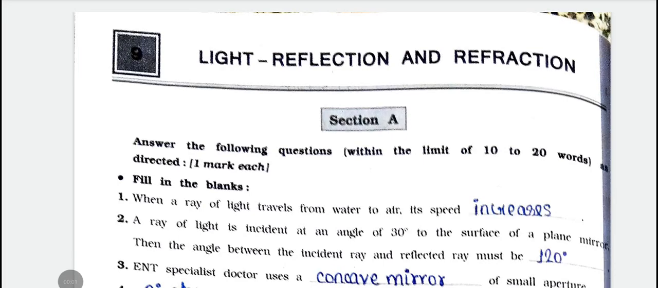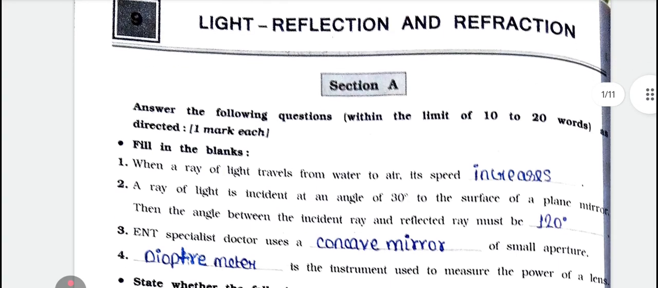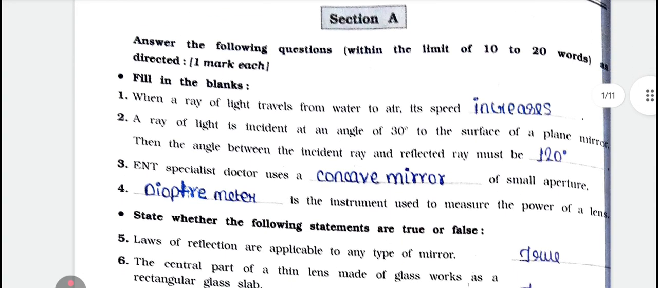हेलो स्टूडेंट्स, कैसे हो आप लोग। आज अपना स्टार्ट करने वाले क्लास 10 साइंस चैप्टर नंबर 9 लाइट रिफ्लेक्शन एंड रिफ्रैक्शन। स्टार्ट करेंगे सेक्शन ए से। When a ray of light travels from water to air, its speed increases.